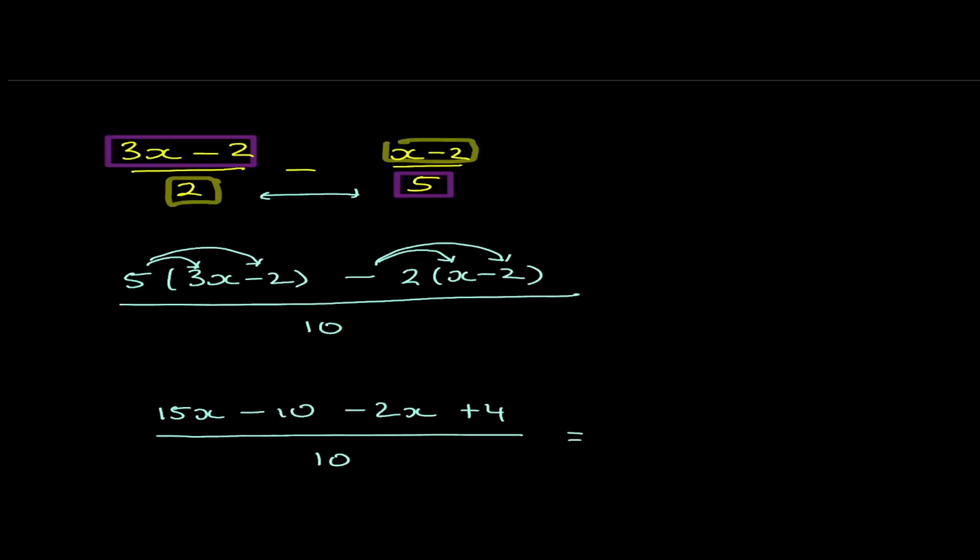Okay, finally, let us collect like terms. 15x take away 2x is 13x. Again, be careful of the negatives. Minus 10 plus 4. So we're at neg 10 and we're adding 4, which is negative 6, all over 10. Boom. See, it wasn't that bad, right?